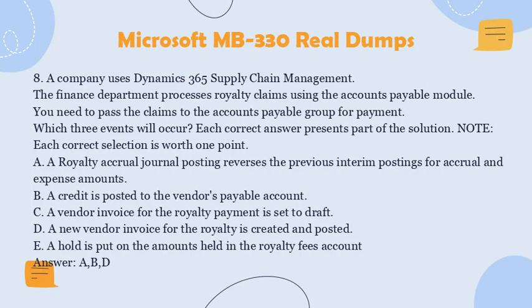A. A royalty accrual journal posting reverses the previous interim postings for accrual and expense amounts. B. A credit is posted to the vendor's payable account. C. A vendor invoice for the royalty payment is set to draft. D. A new vendor invoice for the royalty is created and posted. E. A hold is put on the amounts held in the royalty fees account. Answer: A, B, D.